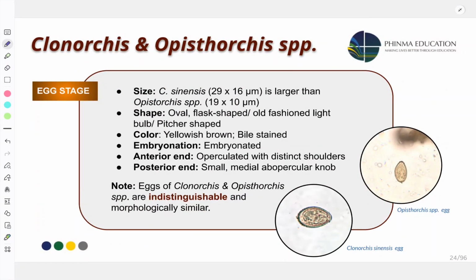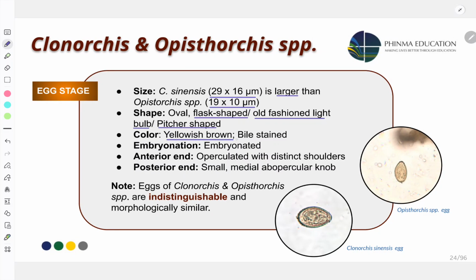So Clonorchis sinensis is larger than your Opistorchis, no? The egg, it measures 29 by 16 micra compared to the 19 by 10 micra of your Opistorchis. So it's oval and flask shape, no? Flask shape and mura daw siya og light bulb, no? It's like an old-fashioned light bulb, or mura po daw og picture. So dagan kay description of the ova of your Clonorchis or Opistorchis, no? This same with your others, no?